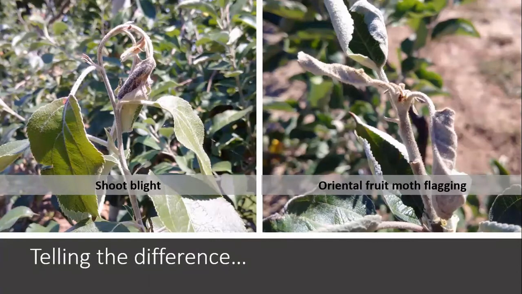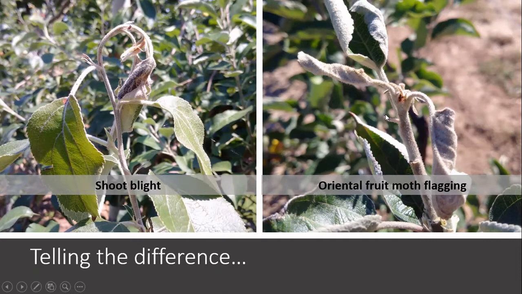Now, when it comes to shoot blight, there are some other culprits within an orchard that could cause something similar. And it's important to identify the differences because the management programs will be very different. So the picture on the left you can see is a characteristic fire blight shoot blight infection with this shepherd's crook or inverted J that's happening here.